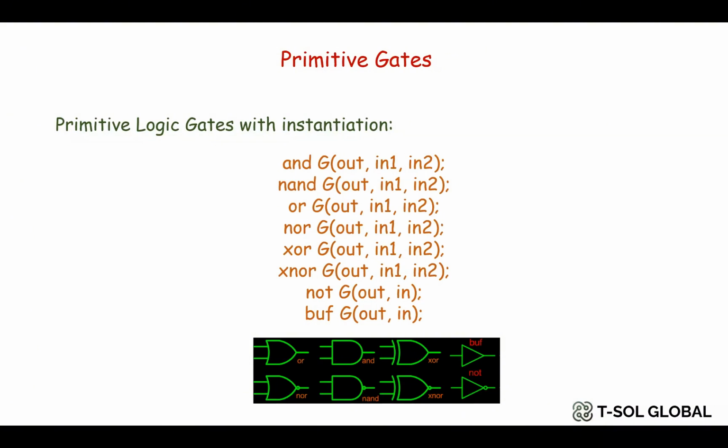For the AND gate, it will be output, input 1, input 2, or it can have more inputs, but there will be only one output. Similarly, for the OR gate, it is output, in 1 and in 2, and there can be other inputs as well. For the NOT gate, it will be out and in, and for the buffer as well, it will be out and in.